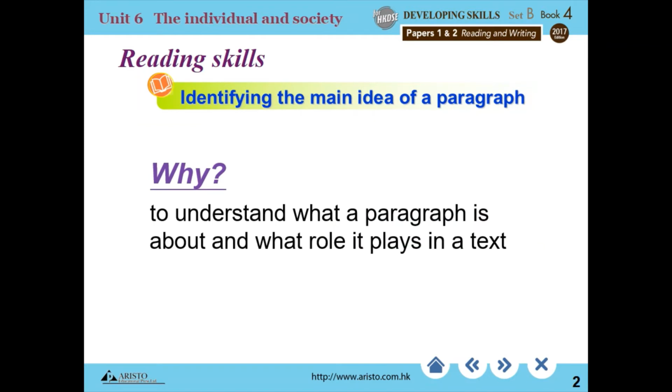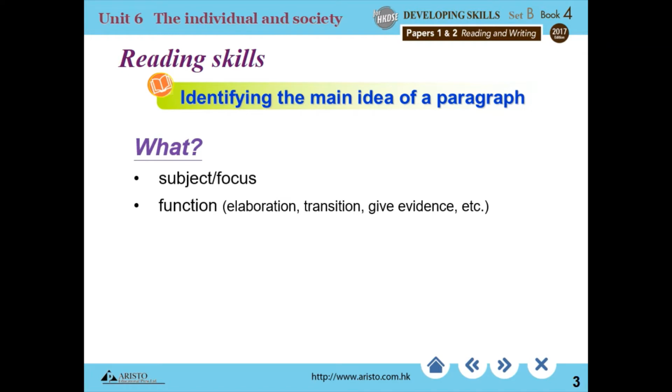We do this because it can help us know what a paragraph is about and what role it plays in a text. When we try to identify the main idea of a paragraph, we can pay attention to the subject or focus of that paragraph.